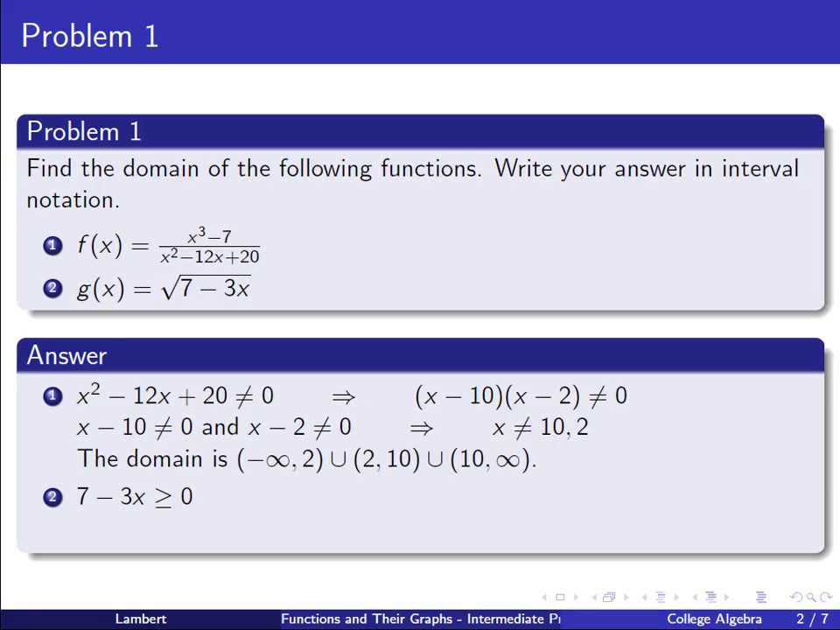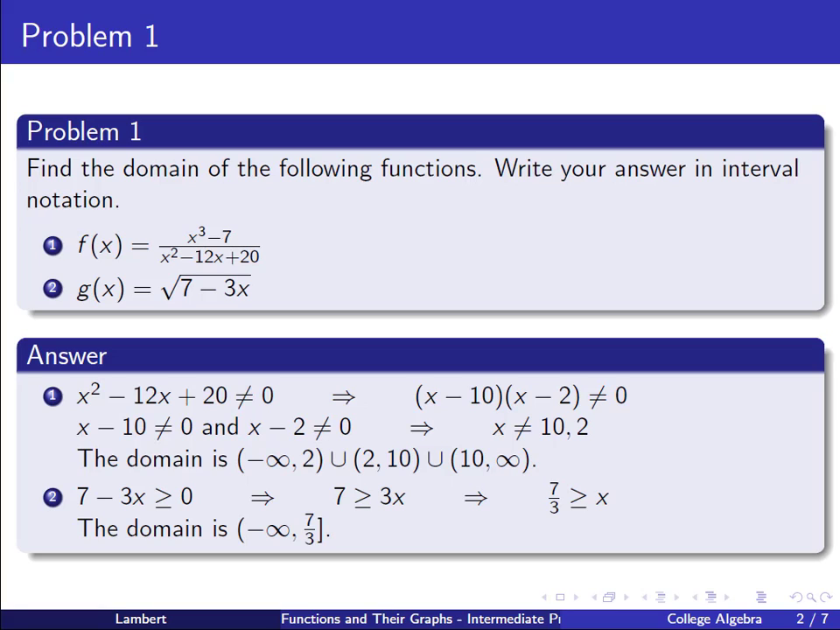A simple step here would be to add 3x to both sides, and once you do that, you get 7 is greater than or equal to 3x. And now just divide both sides by 3, and we do not have to switch the inequality sign since it's a positive number that we're dividing by. So you get 7/3 is greater than or equal to x, or x is less than or equal to 7/3, whichever way you want to read that.